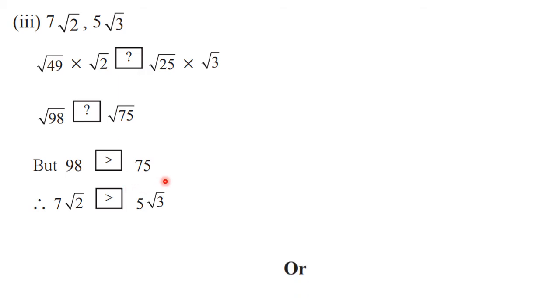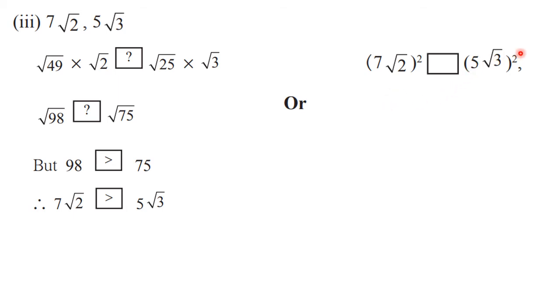Now you can solve this by the second method also. Instead of writing into roots, we are going to write square on both the sides. So we can write it like this, 7 root 2 the whole square. And in between we have an empty box so that we can compare it. And on the right hand side we have 5 root 3 the whole square. So 7 square is 49 and root 2 square is 2. So 49 into 2, you are going to get 98 here.